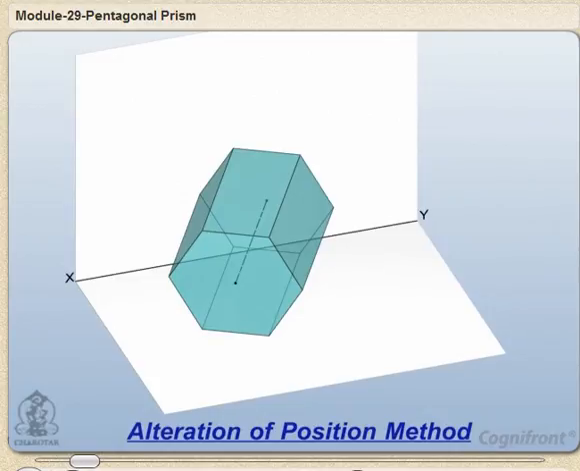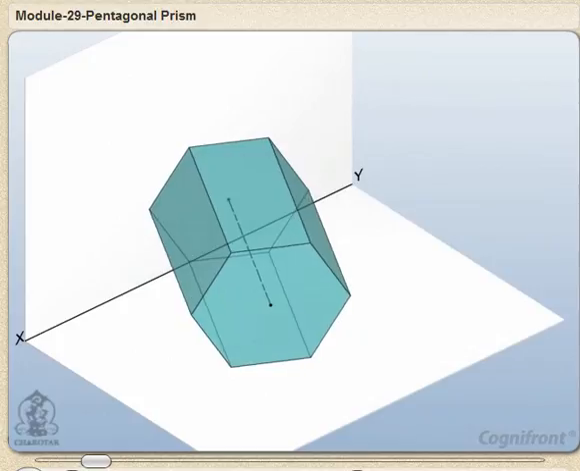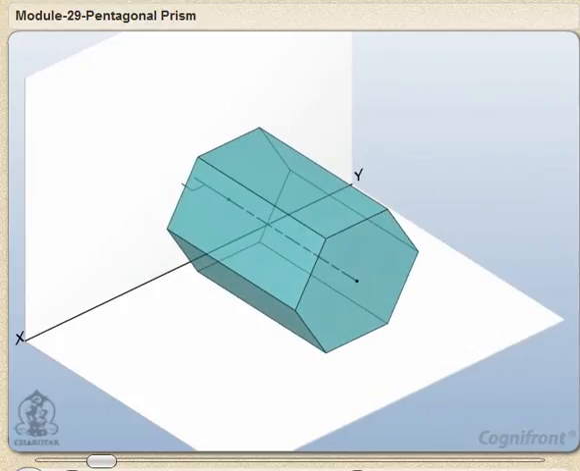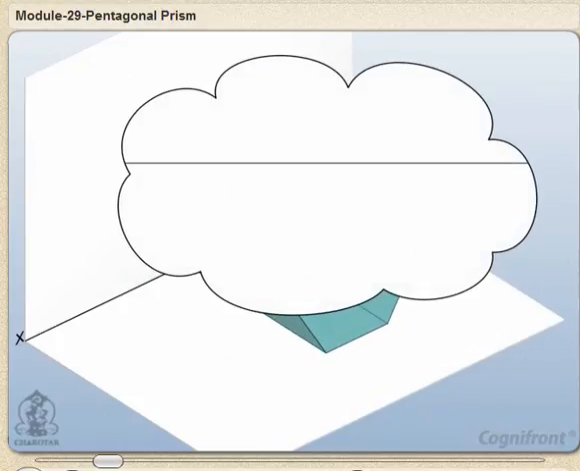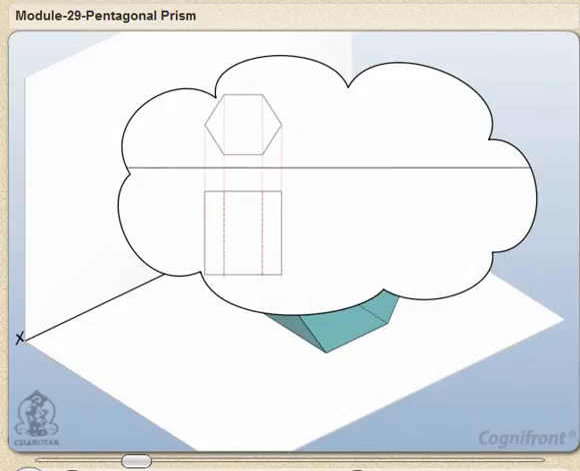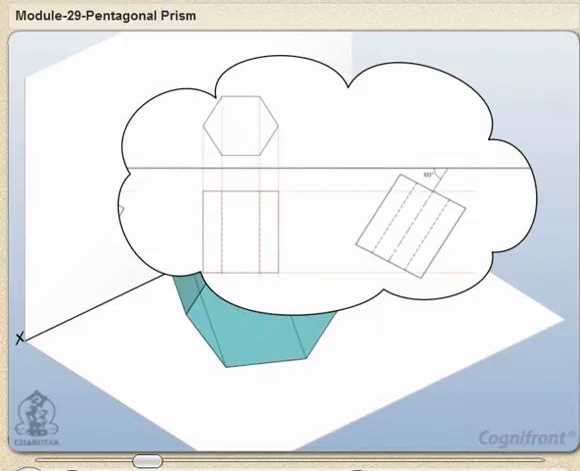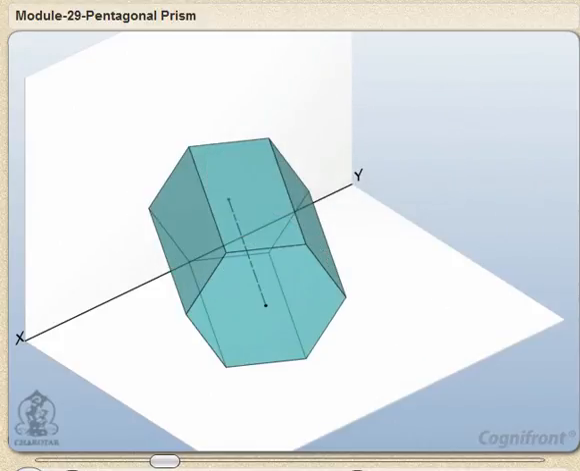In that, initially the axis of the solid is assumed to be perpendicular to one of the planes. Then, view showing its true shape and size is drawn. Next, other views are constructed by projecting the details from the first view. And finally, position of one of the views is altered as per requirements and remaining views are generated once again. To understand this method, let's solve a problem.